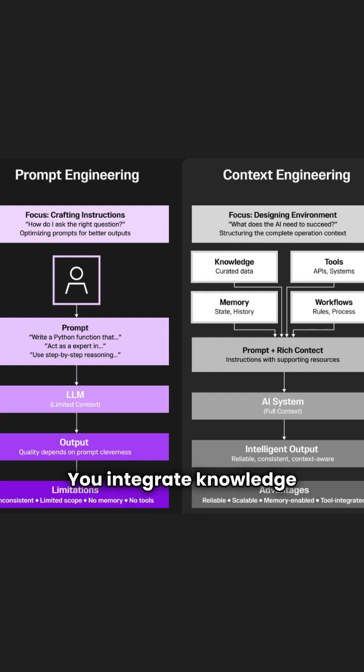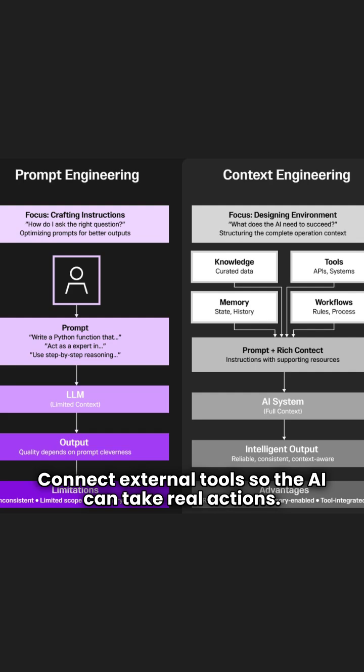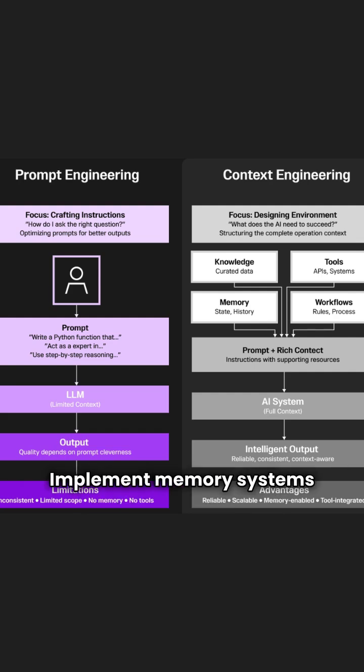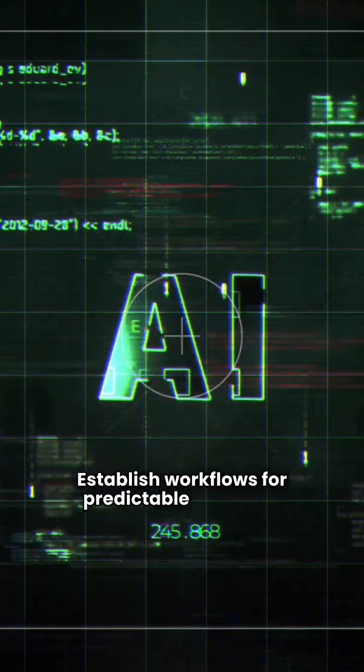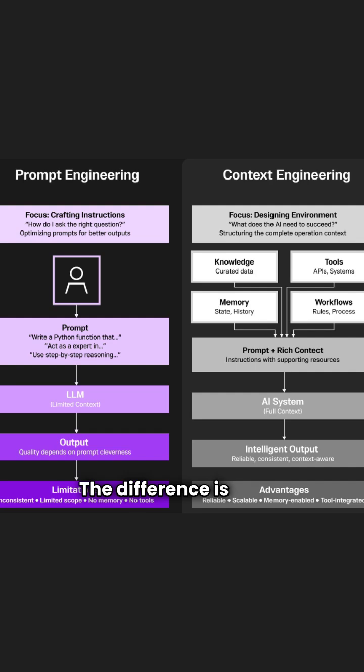You integrate knowledge databases for accurate info, connect external tools so the AI can take real actions, implement memory systems for continuity and interactions, establish workflows for predictable behavior. The difference is huge. Sure, one asks better questions, the other builds better systems.